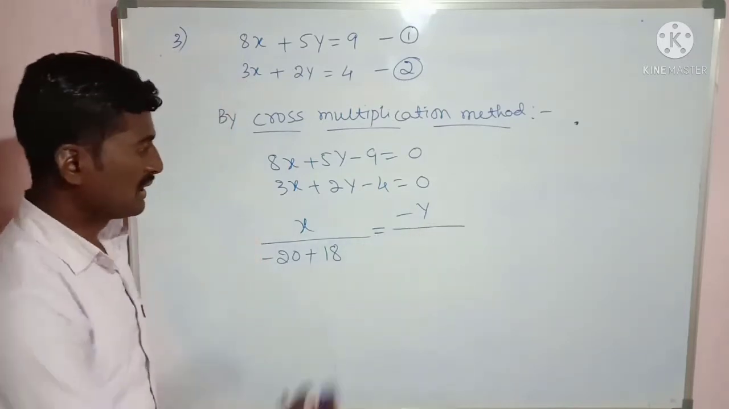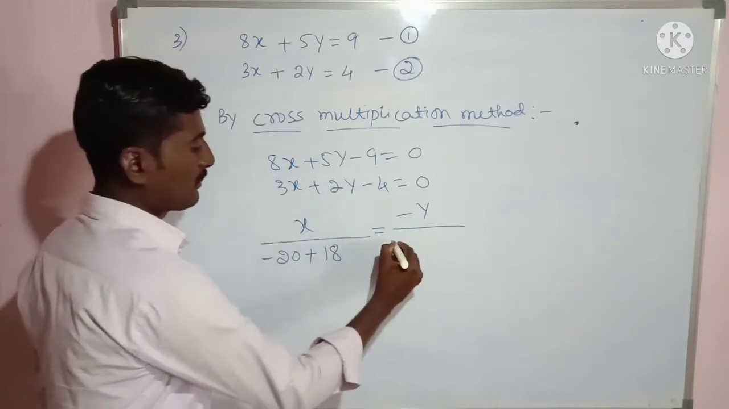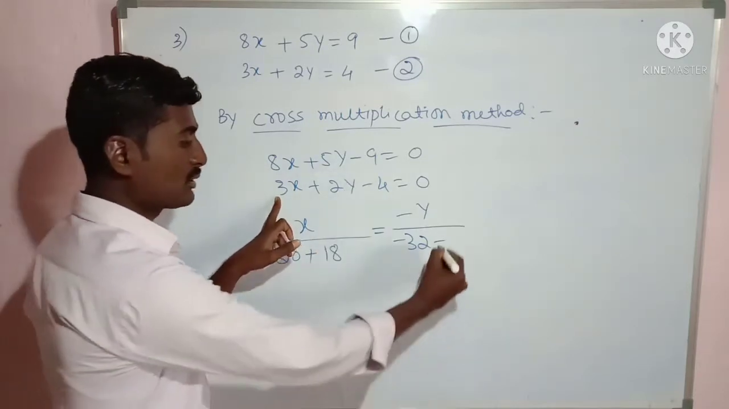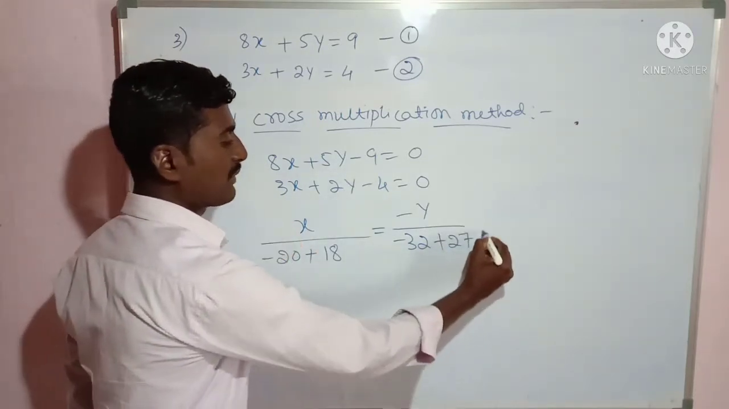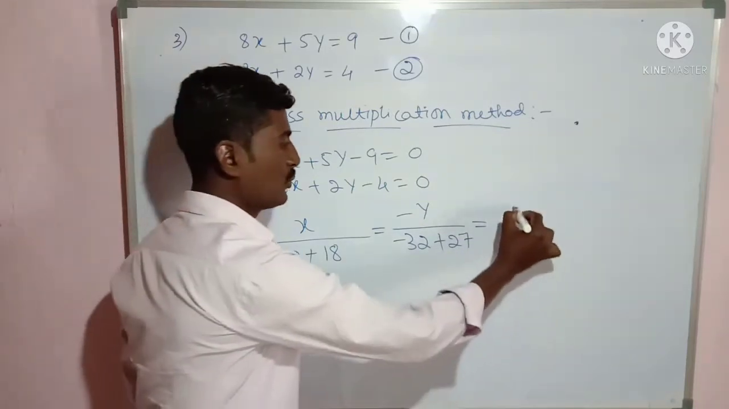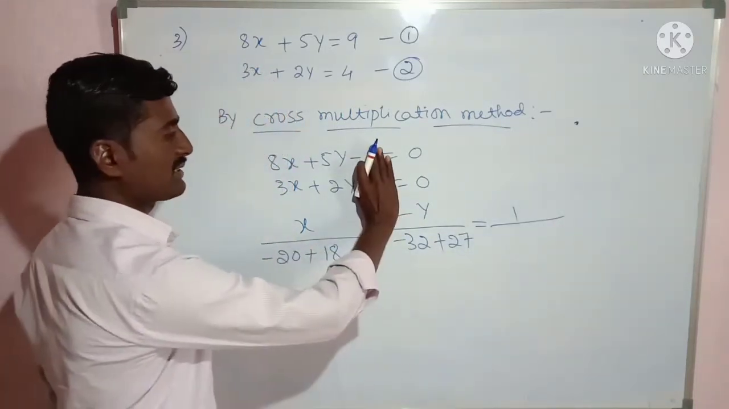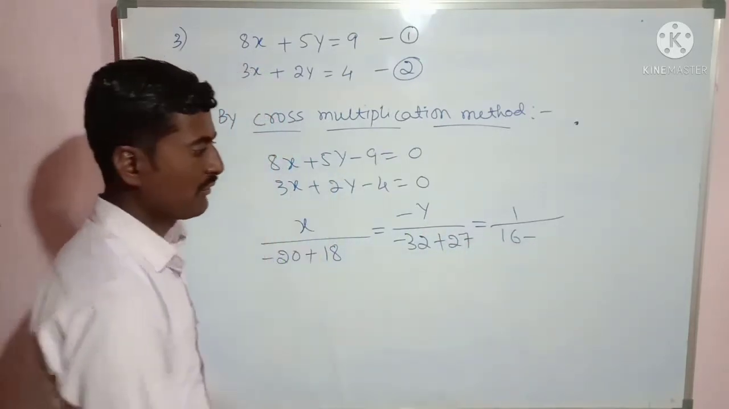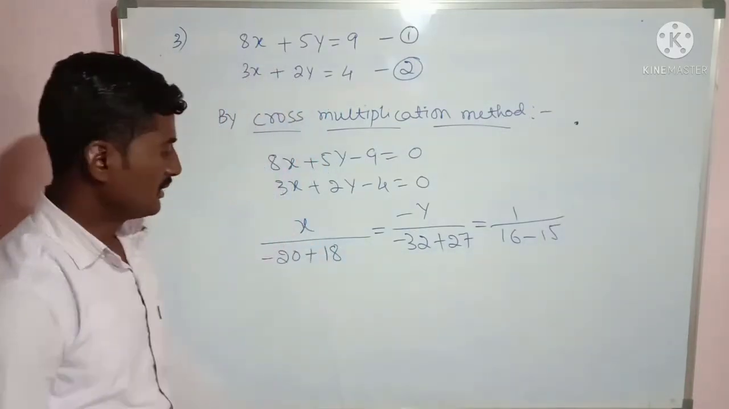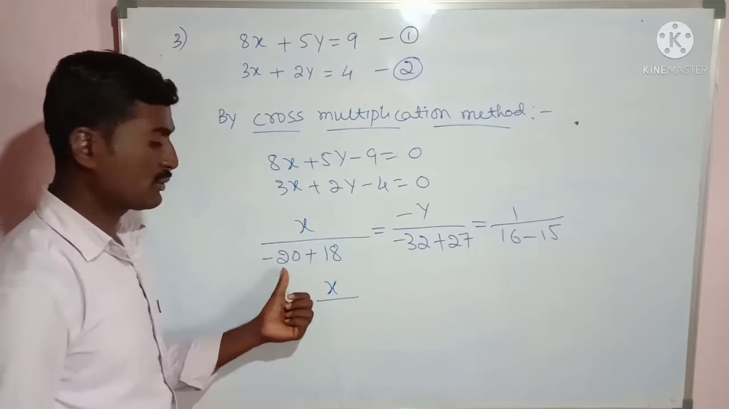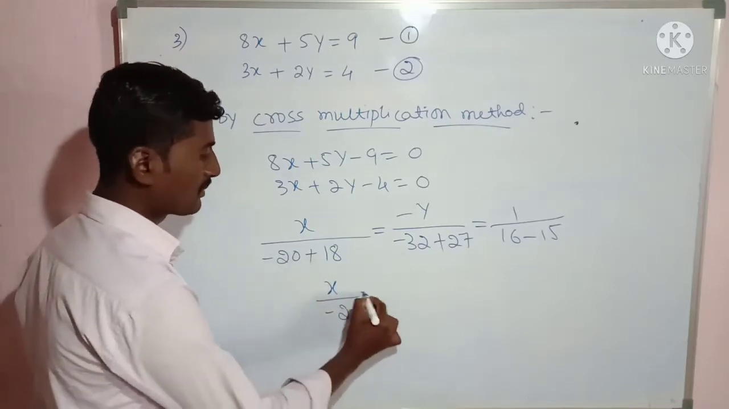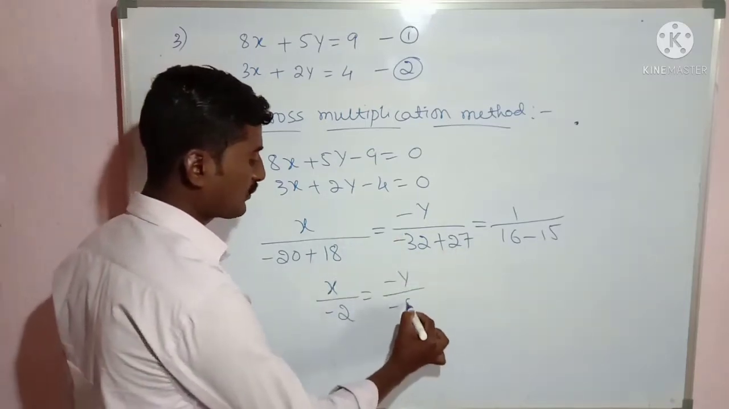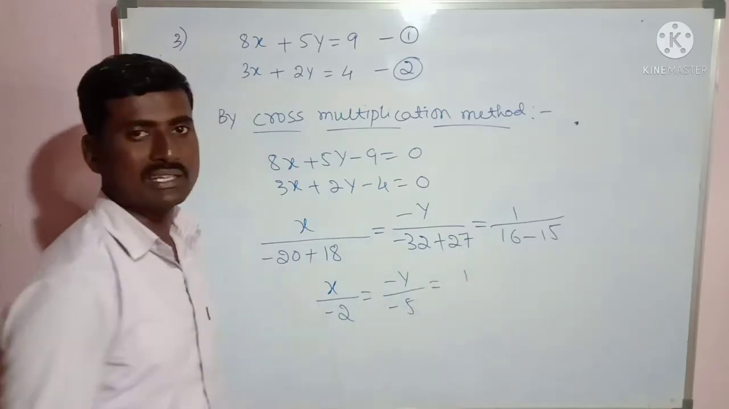Now leave this term. Minus 4 into 8, minus 32. Minus, minus 9 into 3. That is minus into minus, plus. 9 threes are 27, is equal to the constant, that is 1 divided by, leave this term, 8 twos are 16 minus 5 threes are 15. Now x divided by minus 20 plus 18, that is minus 2, minus y divided by minus 32 plus 27, that is minus 5. Then this is 1 divided by 1.